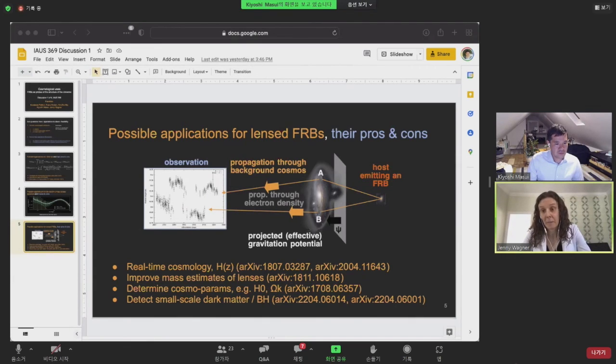And Kelvin may be able to comment on that: you can also detect small scale dark matter or black holes by interferometry, in order to detect small scale clumps of dark matter or black holes by using FRBs, which are multiply imaged.